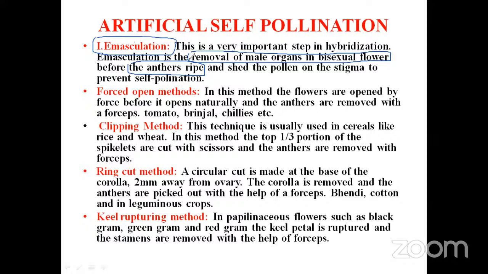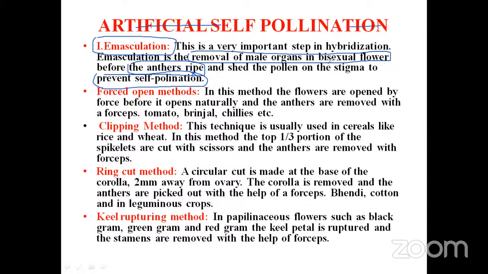Emasculation is the removal of male organs in a bisexual flower before the anthers ripe and shed pollen on the stigma, to prevent self-pollination. So actually the heading is prevention of self-pollination, not artificial self-pollination.